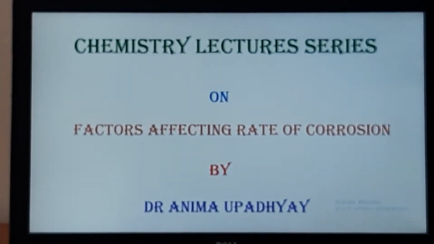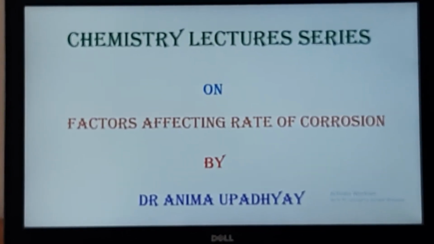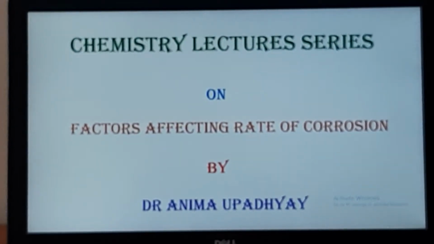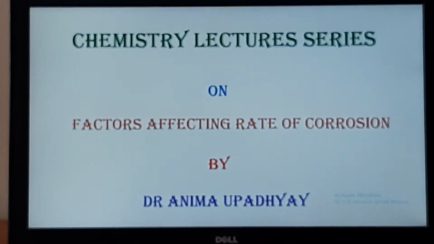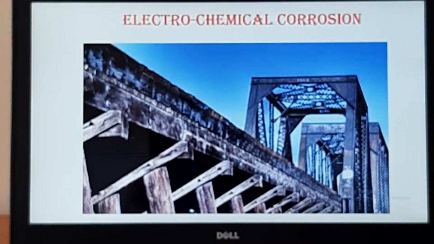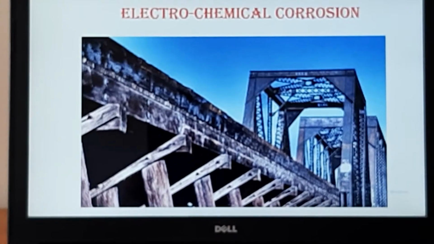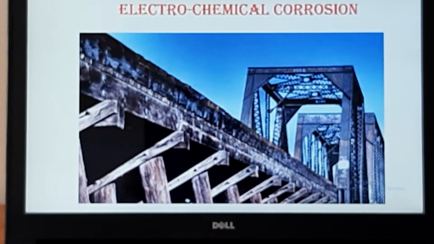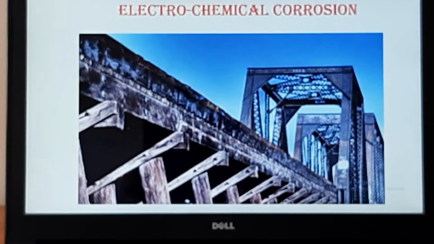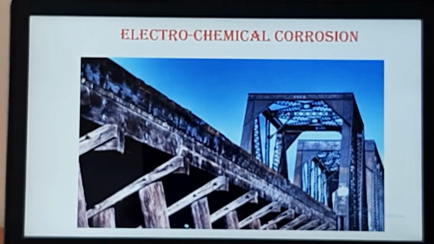In one of my previous lectures on electrochemical corrosion, I explained what corrosion is and what makes the metal get corroded. When the metal is exposed to the atmosphere, it undergoes slow oxidation due to the formation of tiny galvanic cells all over the surface of the metal.